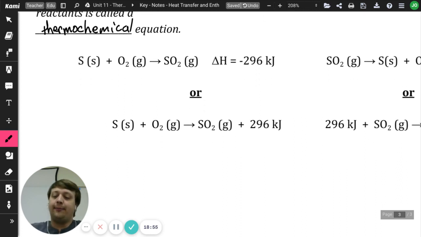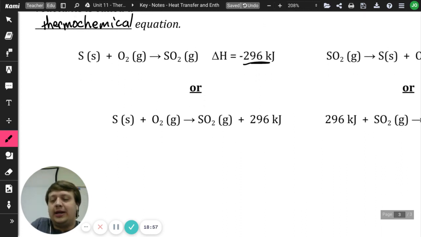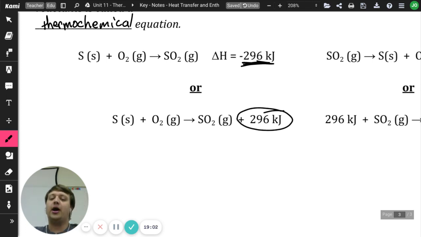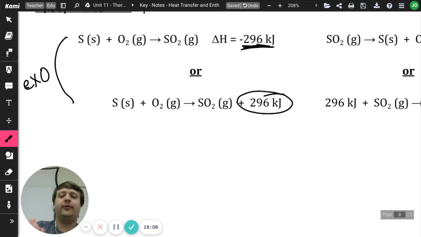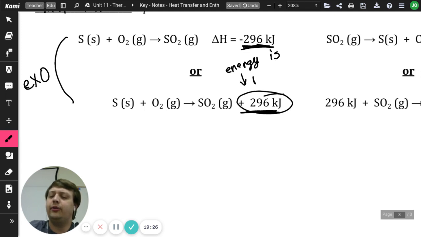Okay. Now, looking at this, I do have right here a negative change in heat, but I've also got my heat on this product side. Again, 2 different ways that I could write that reaction. This is exothermic. Okay, because again, we're releasing that energy. So since the energy is being released, it's being produced. And since it's being produced, it is a product. Okay, and so we do see this right here. And so again, energy is produced.